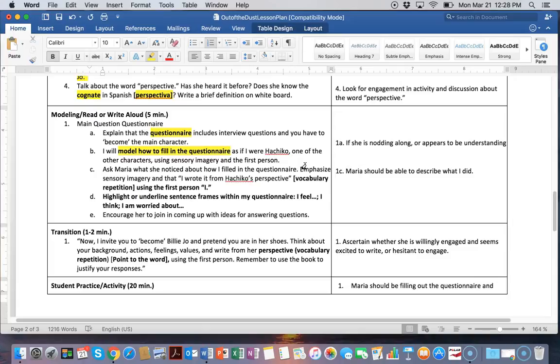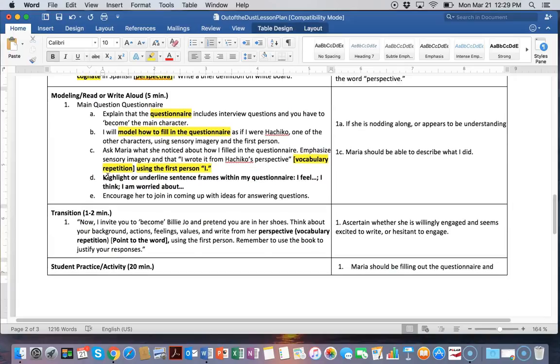Within this conversation, the tutor emphasizes the sensory imagery and that I wrote it from Hachiko's perspective. So here she is using the vocabulary word, she's repeating the word perspective, and she's also using the first person I.